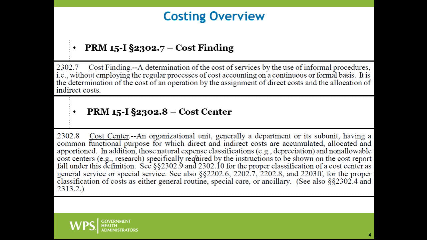So we have to use cost finding to make sure we take the accounting data and use it for the cost report. Now, 2302.8 defines a cost center. Now, again, cost center is very important for the Medicare cost report. That's the basis of that. But here they define it as an organizational unit, such as a department or a subunit, that has a common functional purpose where there are going to be direct and indirect costs accumulated, basically. So we'll talk about that.